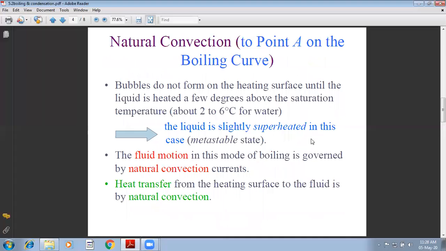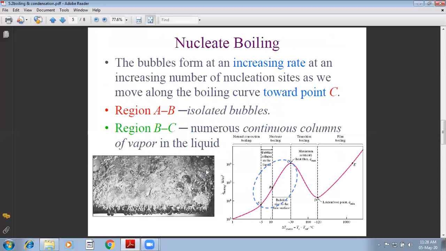In case of natural convection, where you can see an excess temperature from 2 to 6 degrees Celsius, the fluid motion is governed by natural convection currents, and the heat transfer from the heating surface to the fluid is out of natural convection. Now this is what the nucleate boiling, where you can see a lot of droplets forming and they keep moving towards the free surface.